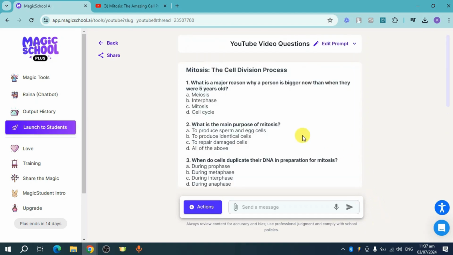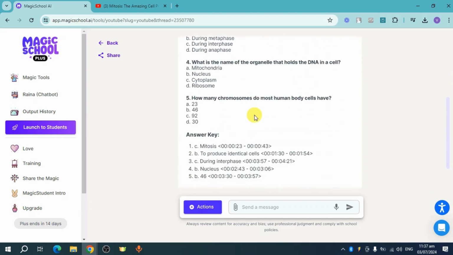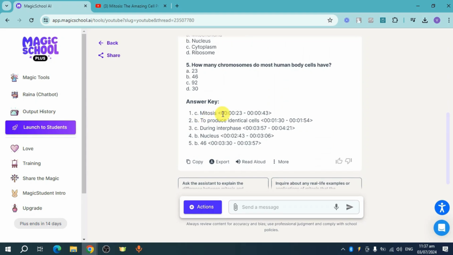if they actually really watch it. You can see in here that we have a multiple choice of these things, which is the major reason for a person being bigger than when they were 5 years old. And also these questions right here, you can also see in here the answer key and also on what part of the video they are actually mentioned.